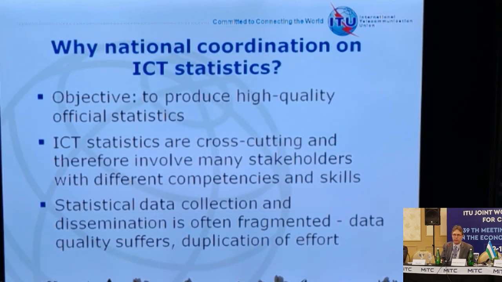So why do we need to coordinate? Of course, the objective always is to produce high quality official statistics. ICT statistics are cross-cutting, and I showed you the stakeholders. There are many stakeholders, so they should be coordinated to avoid duplication of effort, or that there are gaps in the information being provided.